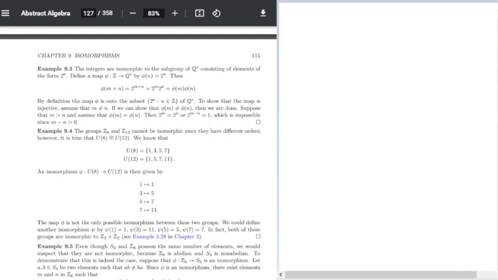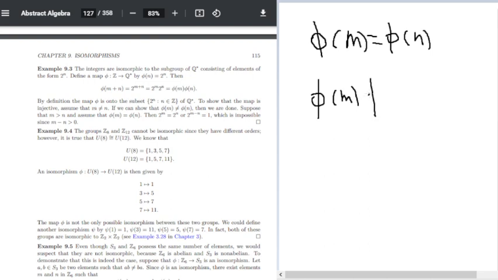So if phi respects the group operation but is not injective, that means phi of m equals phi of n. But remember, we're working in a group, so we have that phi of m times phi of n to the negative 1 is equal to the identity element e, or we'll call it 0 in this case.